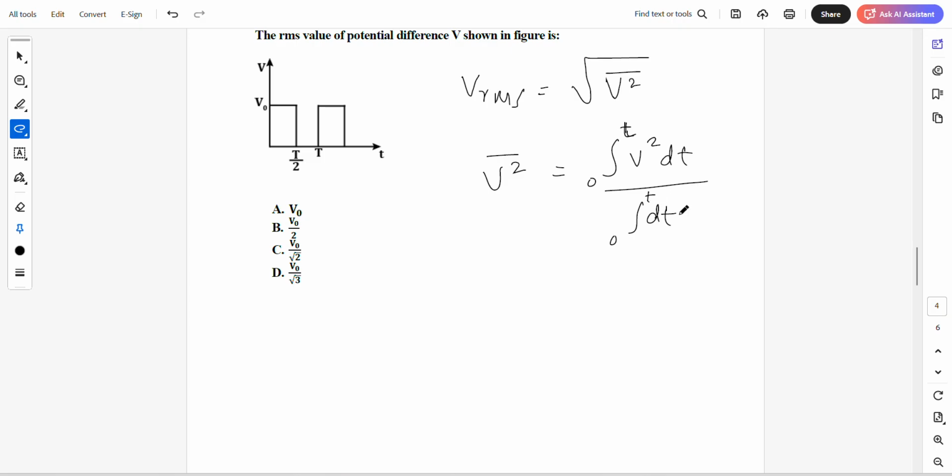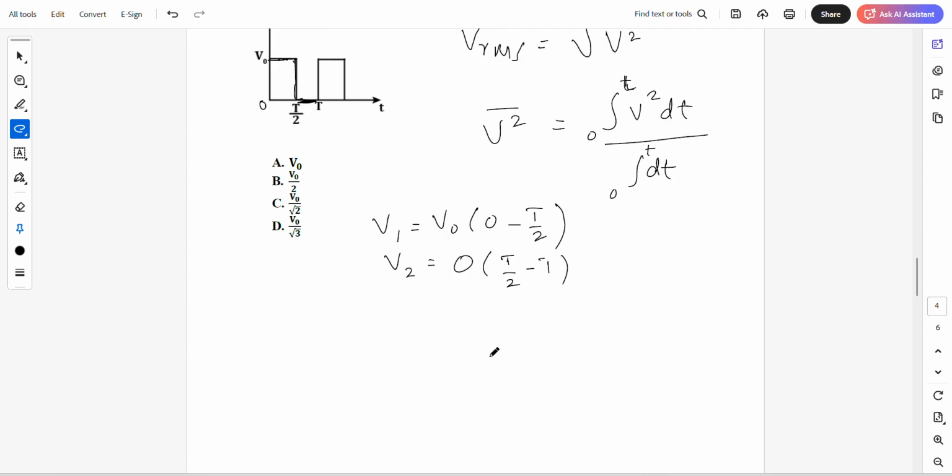Okay, now here, this is a half cycle. Let me call it v1. What is its value? It is v naught, that is from 0 to T by 2. What is the amplitude of v2? v2 is 0, that is from T by 2 to T. This value is v naught from 0 to T by 2. Now simplify this one.